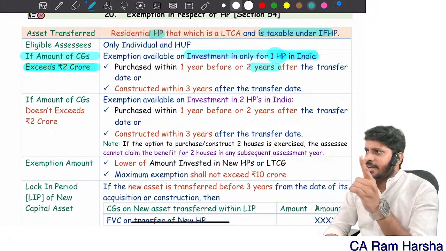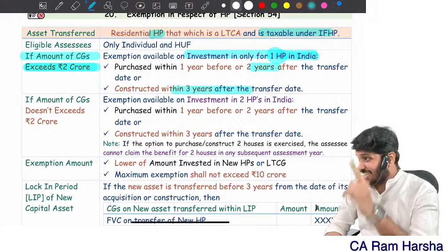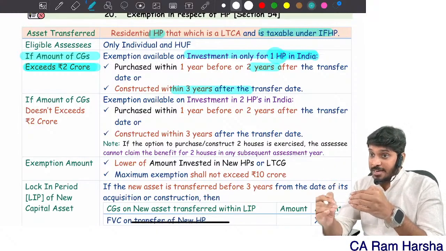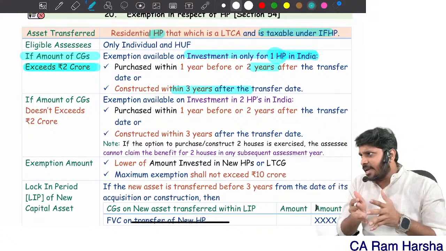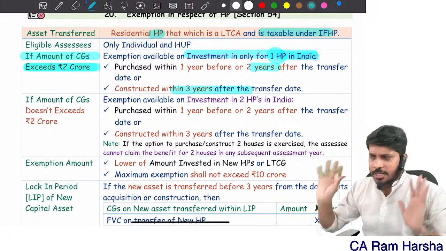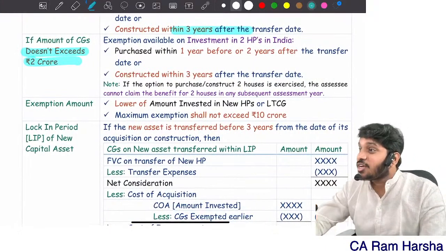2 years from the date of transfer in case of purchase, 3 years from the date of transfer in case you are constructing it. Or if you want to purchase, you can purchase in advance also, before the transfer date. First you purchase an asset and keep it, then you sell the old house property. This exemption also can be claimed. Yes or no?